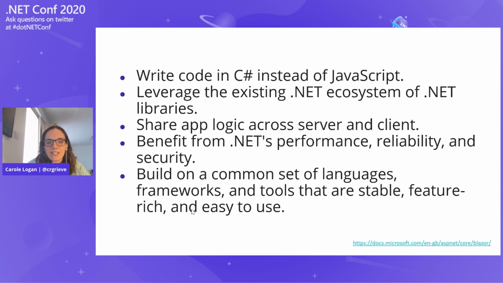And you can leverage the existing .NET ecosystem and .NET libraries. For me, that's a big one. We all have the libraries that we know and trust, and it means that we can use those in our single-page applications. If they're written in .NET Standard, we can bring them right over to Blazor and use those. We can share logic across the server and the client side. So if it's written in C# and you've already got that code written, then you can use it in your Blazor app. And we can have the reliability, the security and the performance that we know we get from .NET straight in our Blazor app. And it's built on a common set of languages and tools that are stable and easy to use for us as developers as well.